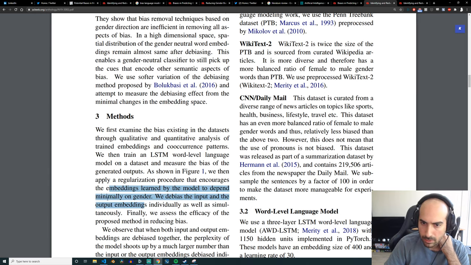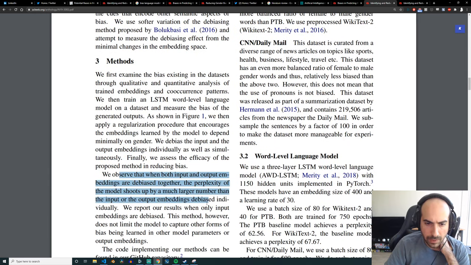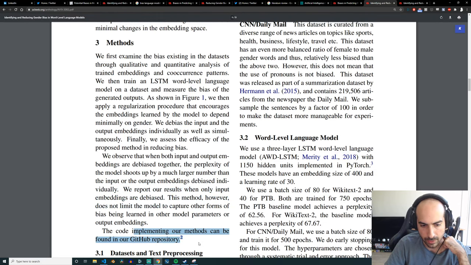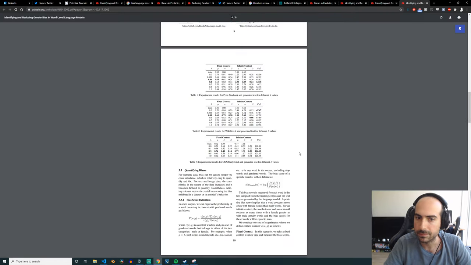Okay, I'm curious how they do this. So we observe that when input and output embeddings are debiased together, the perplexity of the model shoots up by much larger than when the input or the output embeddings are debiased individually. So generally, you want perplexity to be low. What that means is you don't want the model to be very surprised. So the code implementing our methods can be found in our GitHub repository. Oh, cool. Let's check this out.